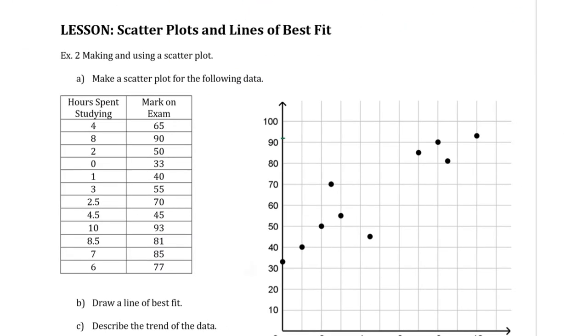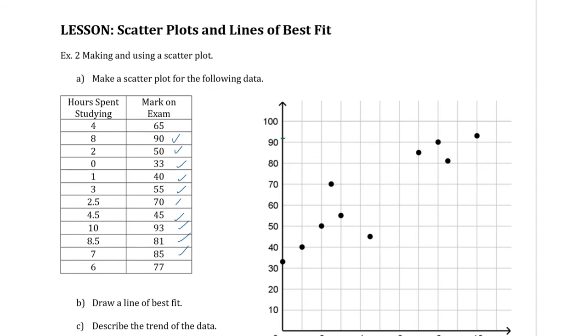Okay, scatter plots and lines of best fit. I don't know why this has another title. Example 2, making and using a scatter plot. So we're going to make a scatter plot for the following data. Now you'll notice that most of these points have already been plotted to save us some time, and I believe that all of these are done. Okay, and if you are doing this yourself, you might just check them off as you're done to make sure that you don't miss any.